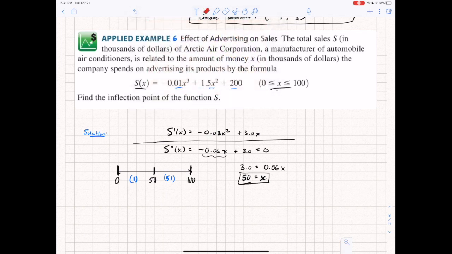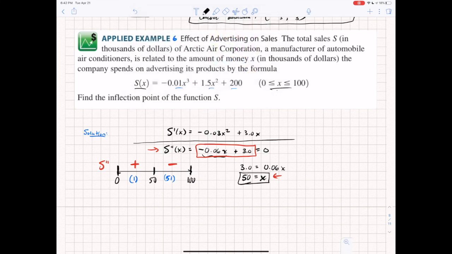Now, we're typing these in again into the second derivative. So I'm plugging this back into S double prime here, specifically this form. And I'm looking again for positives and negatives. If you plug in 1, you'll find that S double prime will be a positive value. If you were to plug in 51, this will come out to be negative. So this is guaranteeing that at this x value, I have a point of inflection.